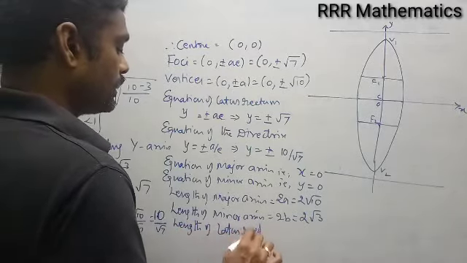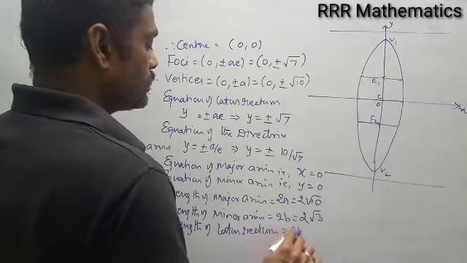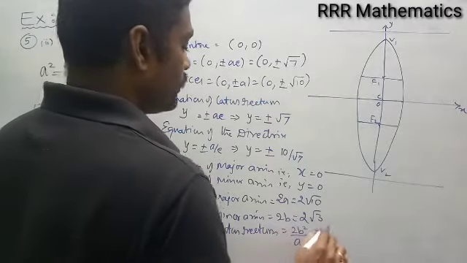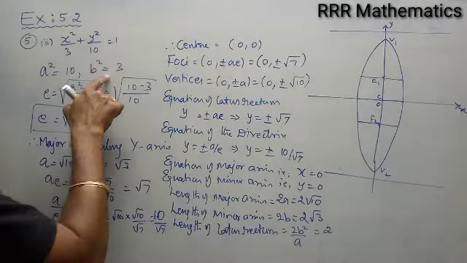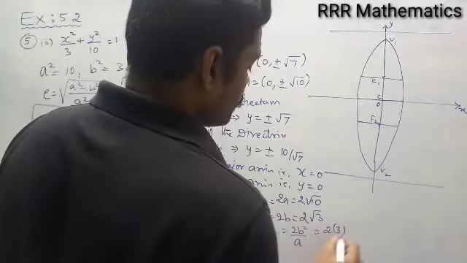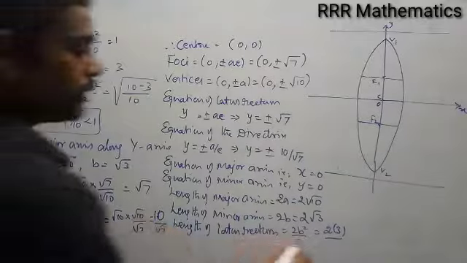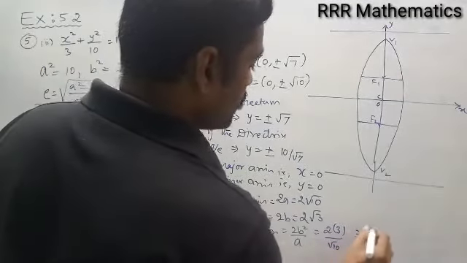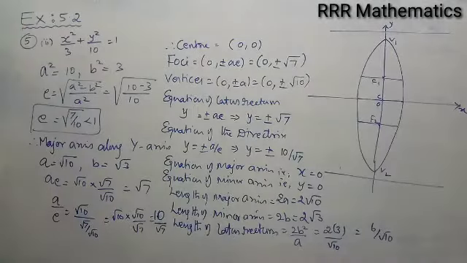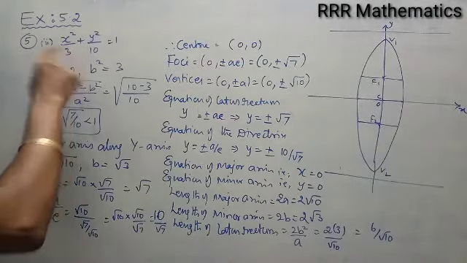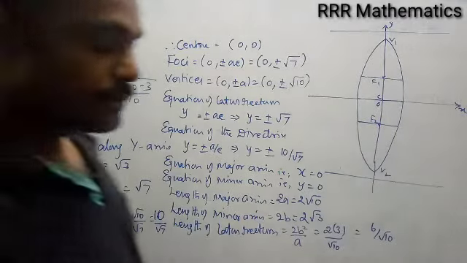Length of latus rectum, which is 2b square by a. What is b square? It will be 3. What is a? Root 10. It gives 6 by root 10. Got it?